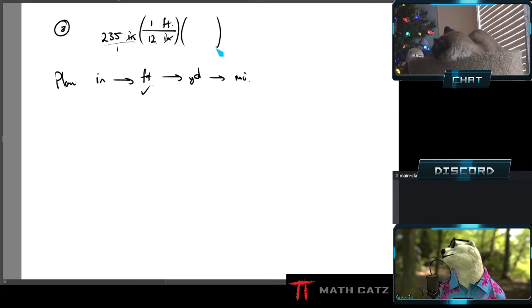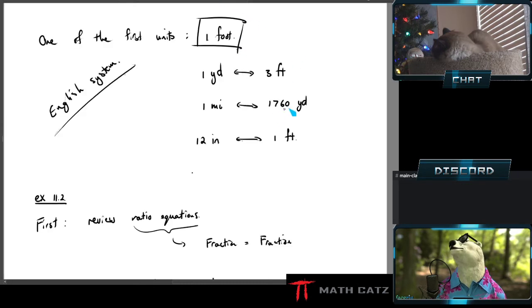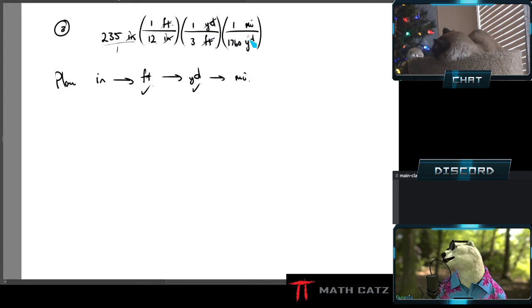Now I have to convert that to yards. I'll go feet at the bottom, yards at the top, 1 yard, 3 feet. The feet unit cancels with a foot unit. Now I'm currently in yards. I need to do one more to get to miles. Yards will be at the bottom for that reference pair, miles at the top. 1 mile, 1760, I look it up. Yards. Yard unit cancels. I am in miles correctly.